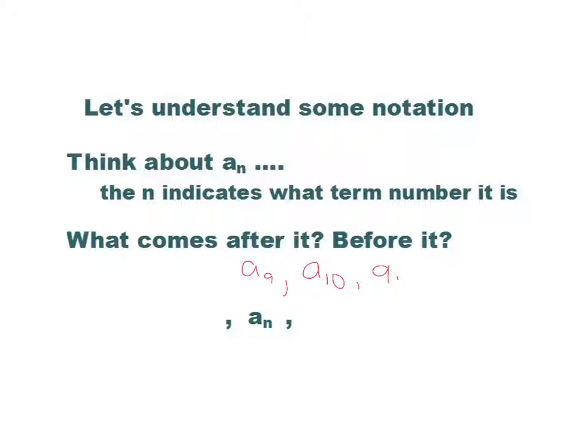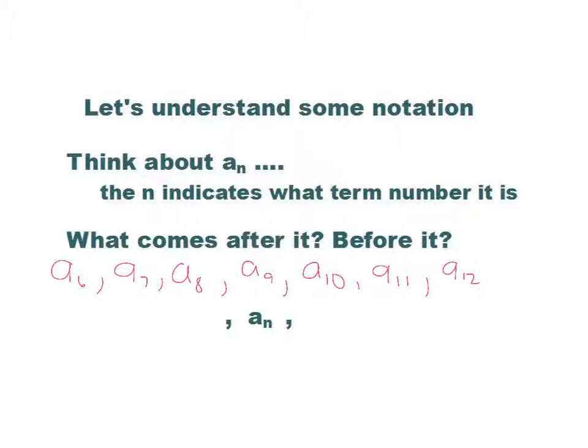And after that would be the 11th term. And after that would be the 12th term. What would be before that? Well, it would be the 8th term, and then the 7th term before that, and the 6th term before that. Okay, those numbers, that makes sense. That's easy. It's trickier when you have n's sitting in there.